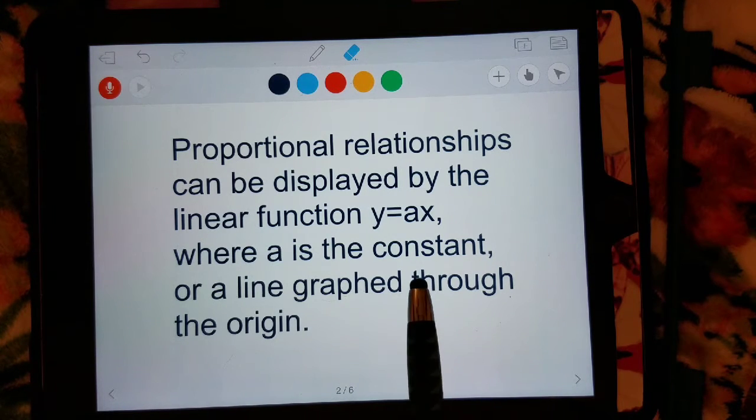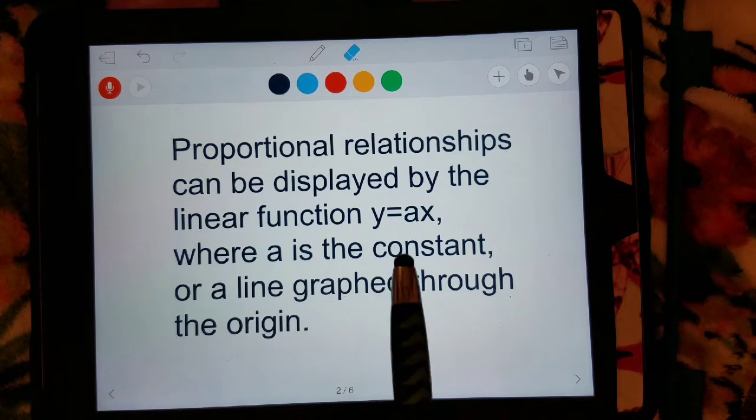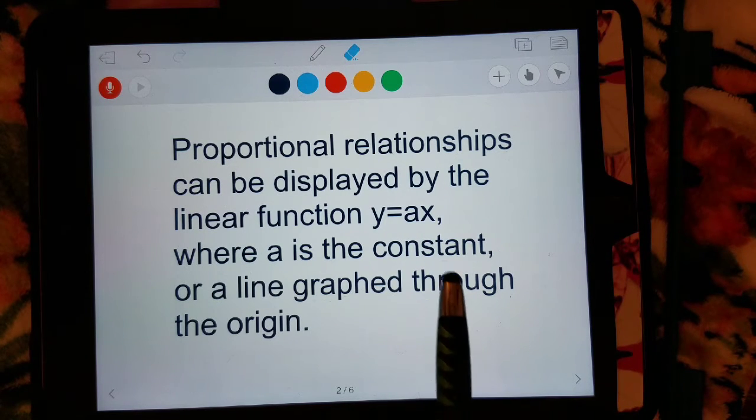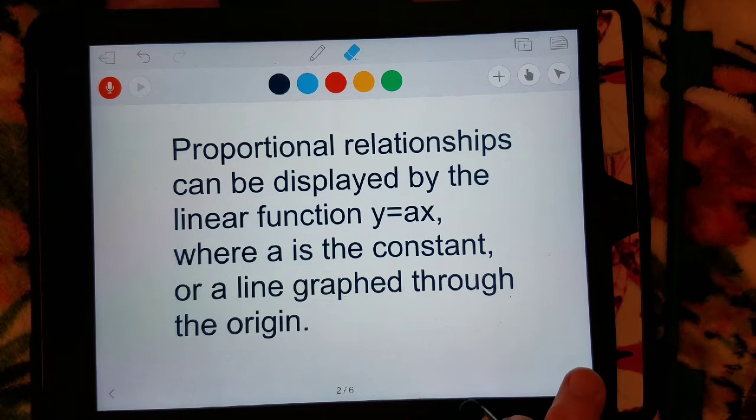Now, remember that the a is the constant. What's another way to say what a is? Do you guys remember from our last video? Yes, it's the slope. So the constant is the same thing as the slope when written in a linear function in this form. All right, let's look at the first example.